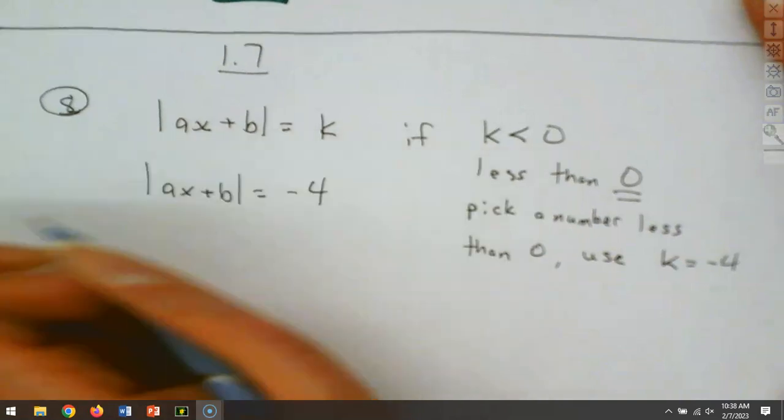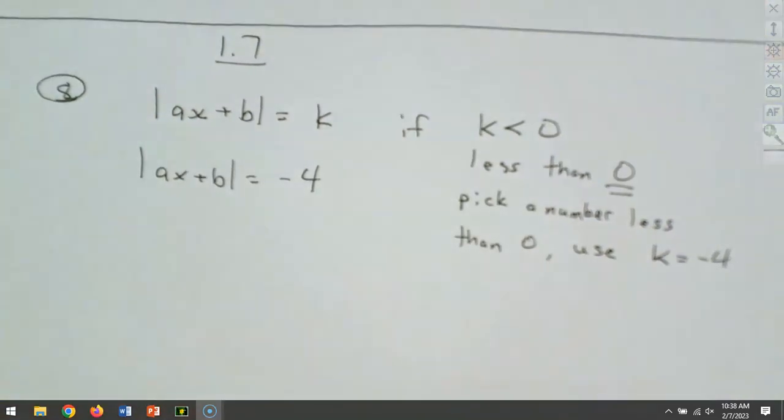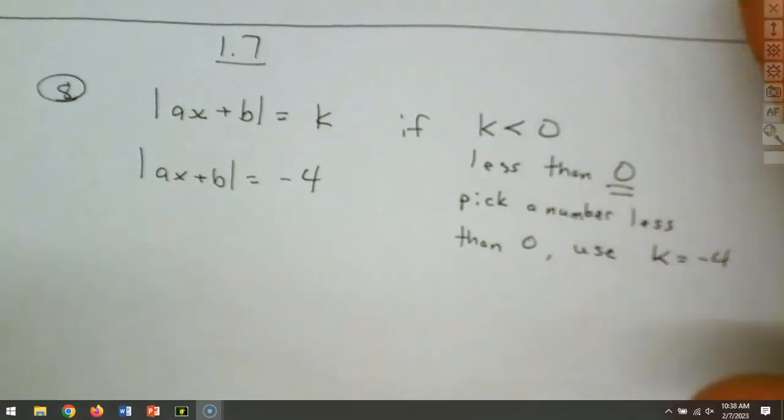Now, we've talked about this one before. K's got to be less than 0, so I can pick any number that's less than 0. So I said -4. Now, tell me, absolute value equals -4. Is that true or is that false? We've covered this before. We talked about it earlier today. Can you ever get a negative number out of an absolute value? Let's think about absolute values. -4. What's the absolute value of -4? +4. What's the absolute value of 5? +5. They're always positive, right?